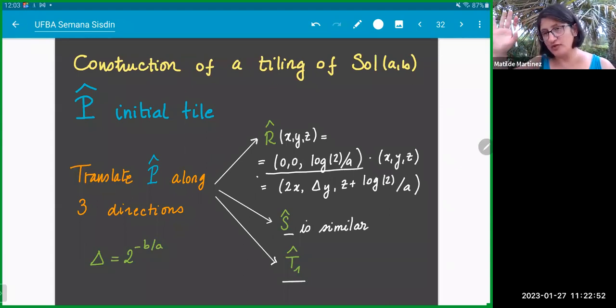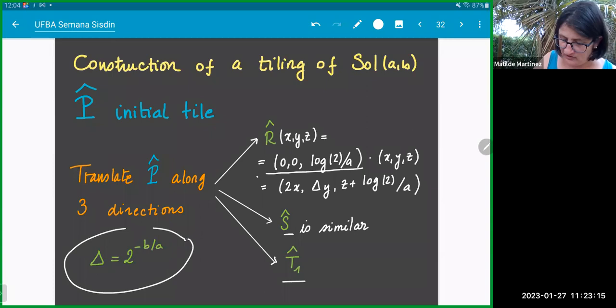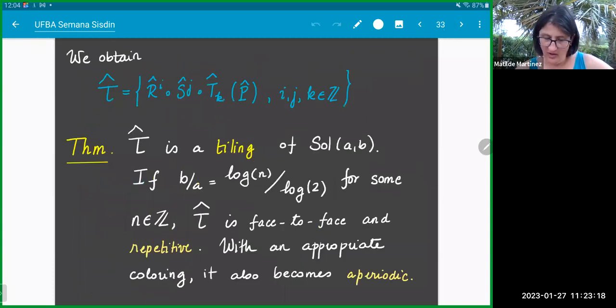So I push it in. I don't know if you remember how we did it in the hyperbolic plane, but I push it first in the yellow plane. So I push it by a translation in the yellow plane, which is R, and then this whole line by S, and then by the one that thickens it. And for an appropriate choice of the parameters A and B, we get this, and this is a tiling. So the theorem is: this is a tiling.